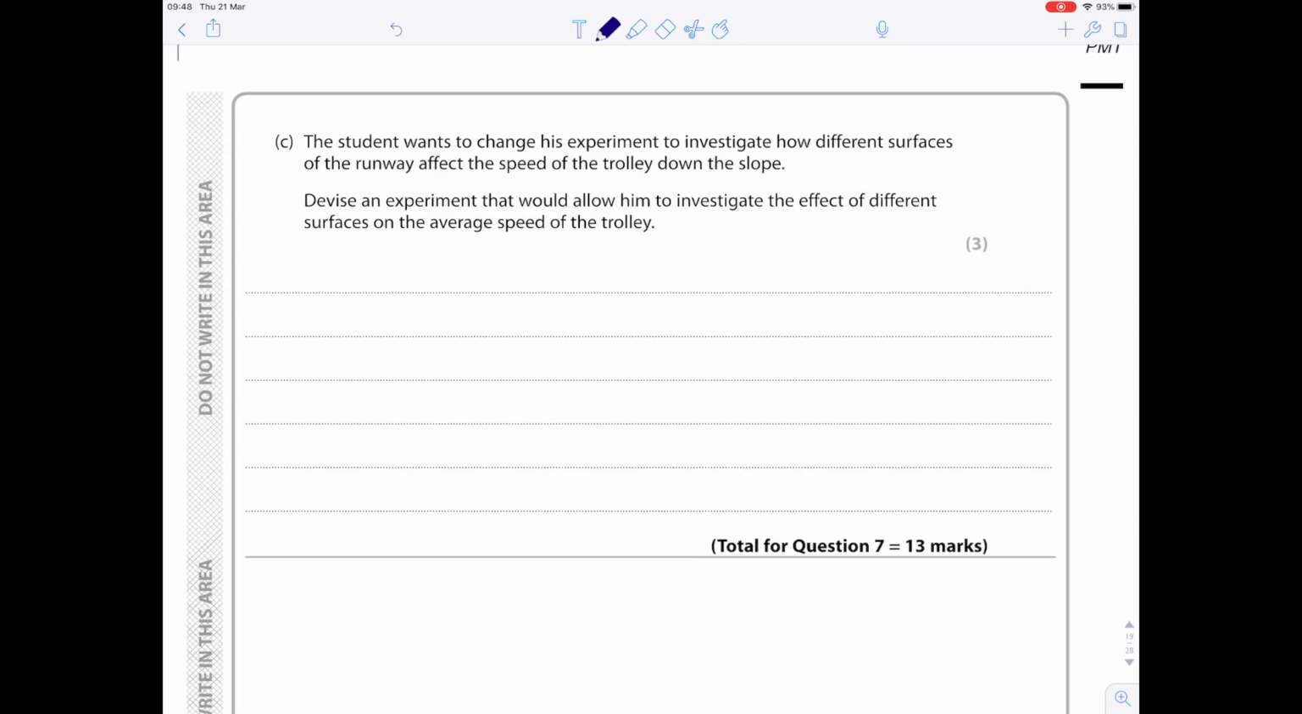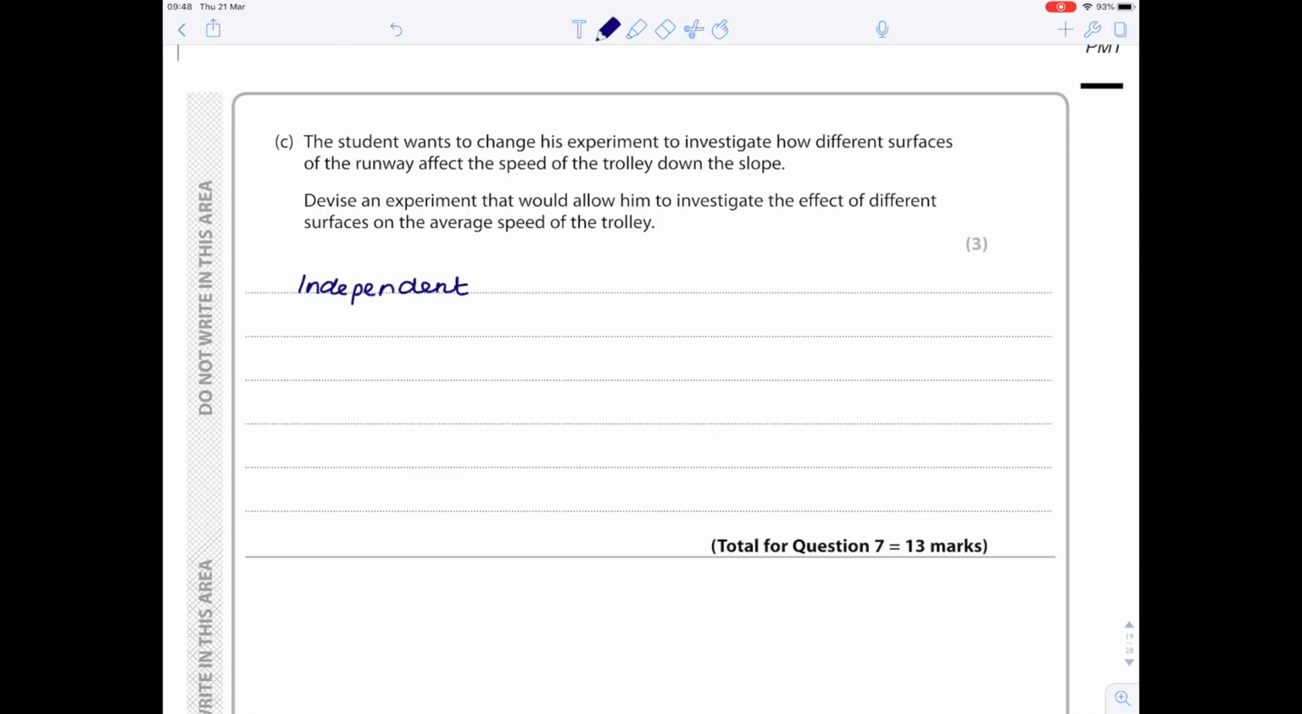A student wants to change his experiment to investigate how different surfaces of the runway affect the speed of the trolley down the slope. Devise an experiment that would allow him to investigate the effect of different surfaces on the average speed of the trolley. So it's worth 3 marks.